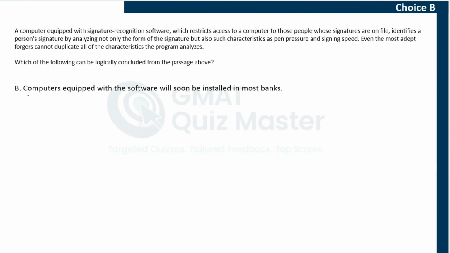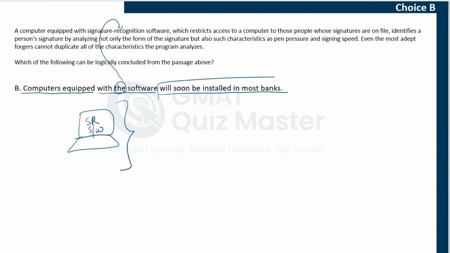Choice B, computers equipped with the software. So now we are talking about computers that are equipped with signature recognition software. The word "the" indicates that we are talking about this particular software discussed in the passage. "Will soon be installed in most banks." So this choice is saying that such computers will soon be installed in most of the banks.